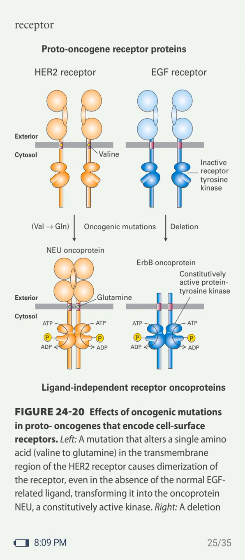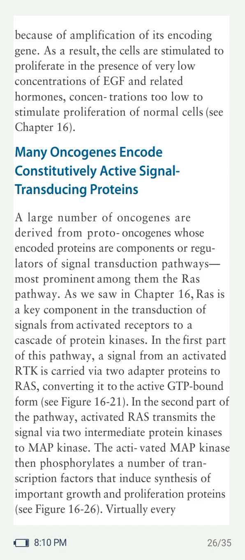Like here, proto-oncogene receptor proteins: HER2 receptor, EGF receptor, exterior, cytosol, valine region, then the inactive receptor tyrosine kinase is there. The oncogenic mutation is a deletion; NEU oncoprotein is there, exterior, cytosol, glutamine, ERBB oncoprotein, constitutively active protein tyrosine kinase, etc. can be seen. Then, because of amplification of its encoding gene, the cells are stimulated to proliferate in the presence of a very low concentration of EGF or related hormones. That concentration is too low to stimulate proliferation of normal cells.